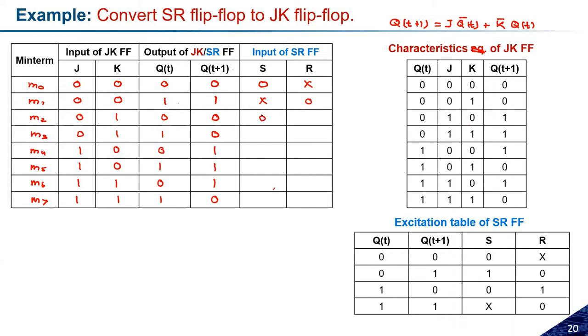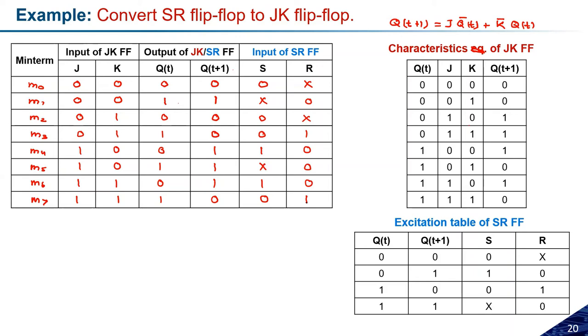Zero, zero will again give you the zero and cross. Next one is 1, 0, that will give you 0 and 1. And 0, 1 means 1 and 0. Then we have 1, 1. 1, 1 means the don't care and the 0. Next, 0, 1 means 1 and 0, and for 1, 0 I will get 0 and 1. So this is how the input of the SR latch will look. This is the next step that I have to follow.